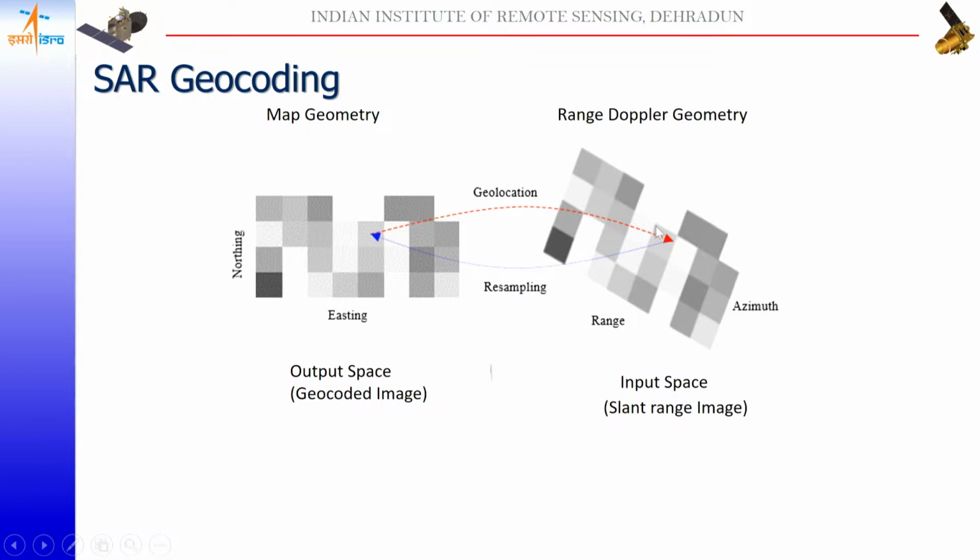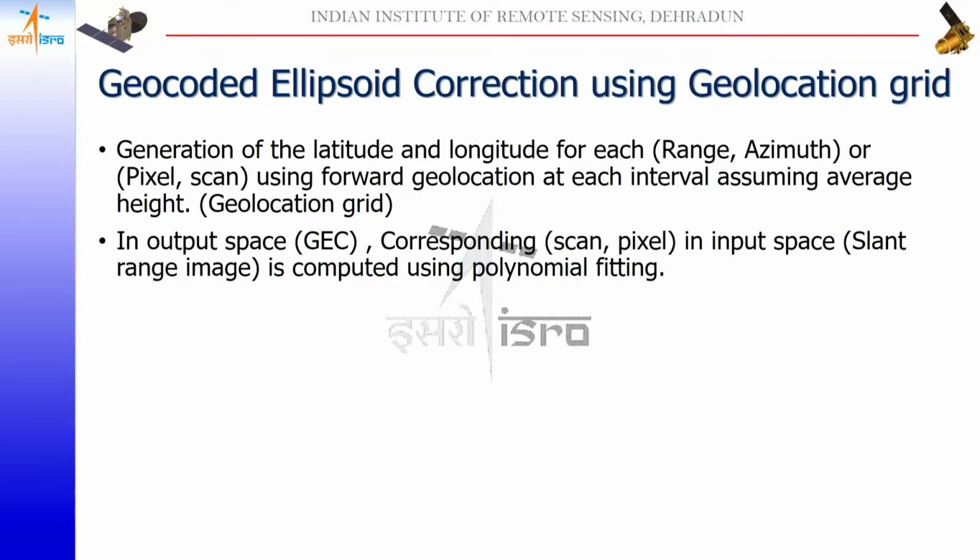That information we are gathering from the SAR geolocation process. So SAR geolocation will give the latitude and longitude, and we project from the input to the output space. Here our input space is the SAR slant range, and here is the ground, the earth geometry or map geometry. So we can project from the SAR sensor geometry to the map geometry, or the geographical coordinate system.